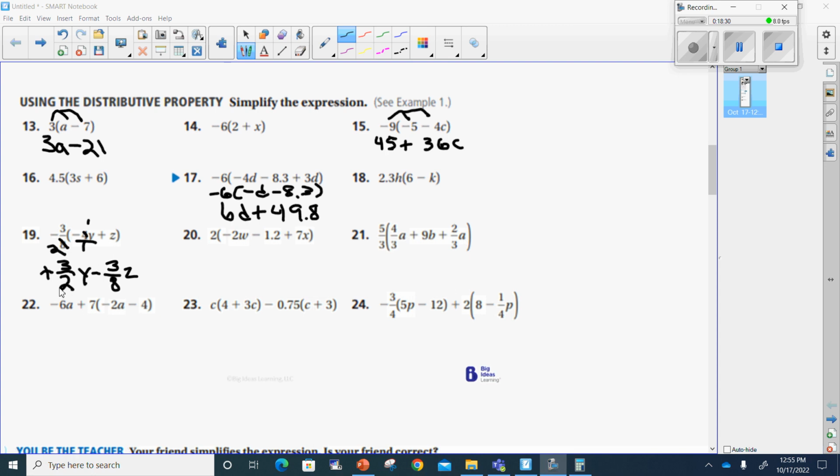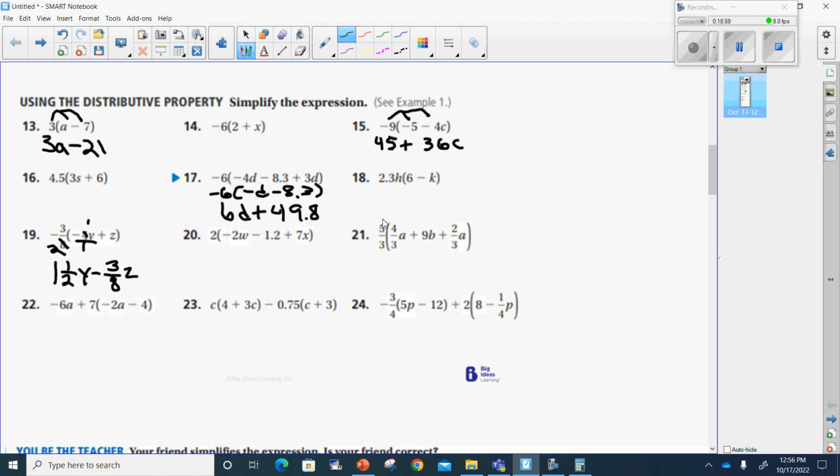And I realized I can't take 3 over 2 and simplify it. I could just make that 1 and 1/2. And I do like teaching you guys how to simplify correctly, so we're going to change 3 over 2 to 1 and 1/2. So our answer should be 1 and 1/2 y minus 3 over 8z. Let's go to this next one here.